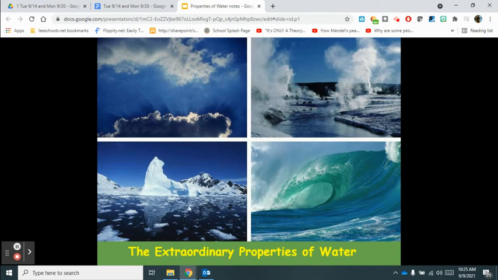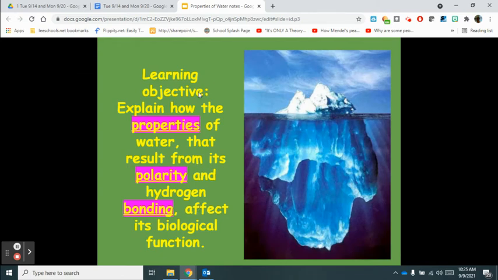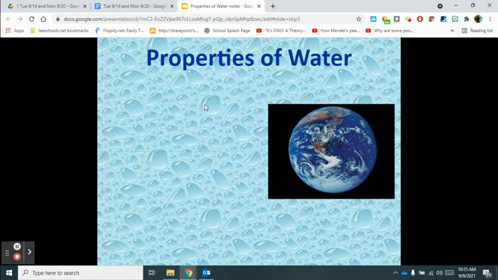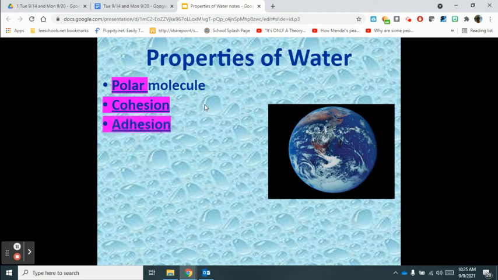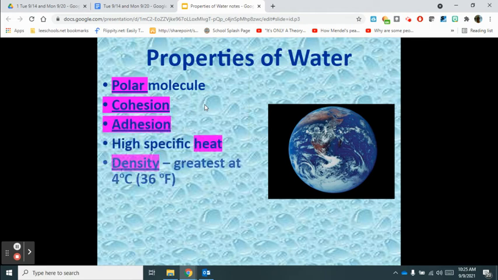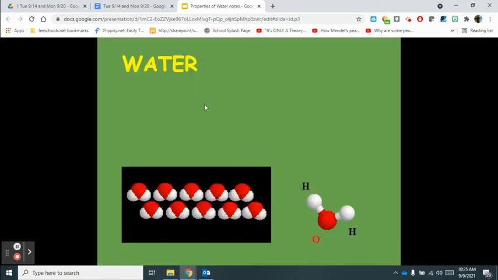The extraordinary properties of water. Learning objective: explain how the properties of water that result from its polarity and hydrogen bonding affect its biological function. Properties of water: it's a polar molecule, cohesion, adhesion, high specific heat, density, universal solvent of life.